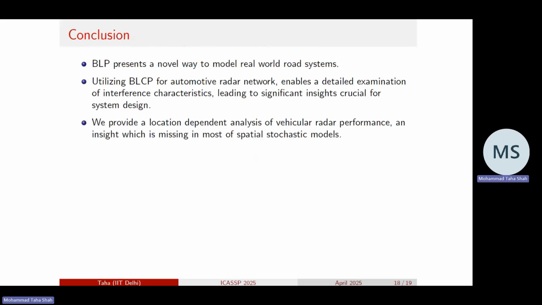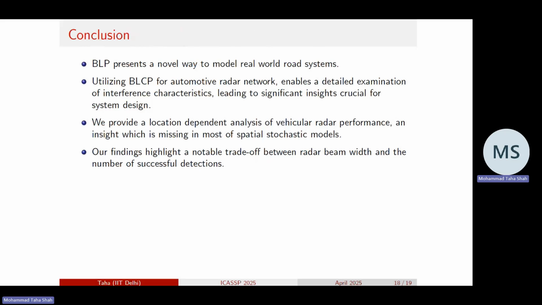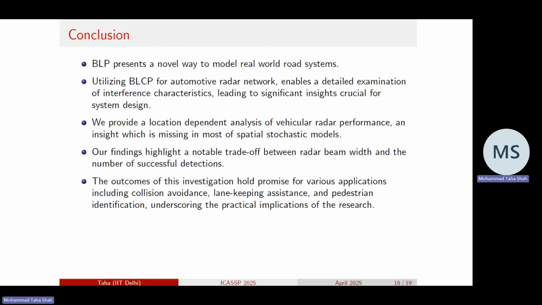By utilizing the binomial line Cox process for automotive radar networks, we enabled a detailed examination of interference characteristics leading to significant insights. Our findings highlight a notable trade-off between the radar beam width and number of successful detections. These outcomes hold promise for applications such as collision avoidance, lane keeping assistance, and pedestrian identification. Further work may include target tracking and an ISAC modeled binomial line Cox process for network optimization. Now, this brings us to the end of this presentation.